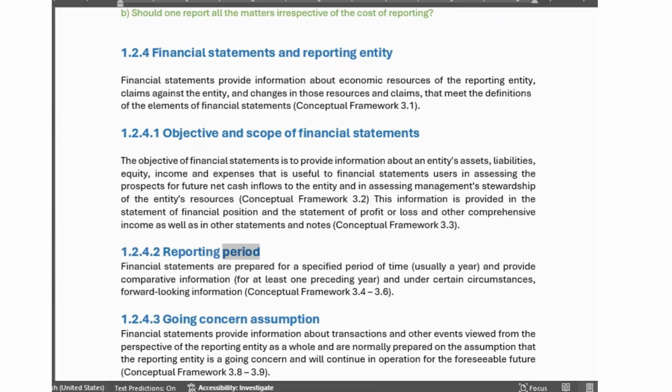1.2.4.2 Reporting period. Financial statements are prepared for a specified period of time, usually a year, and provide comparative information for at least one preceding year, and under certain circumstances, forward-looking information. Conceptual Framework 3.4 to 3.6.